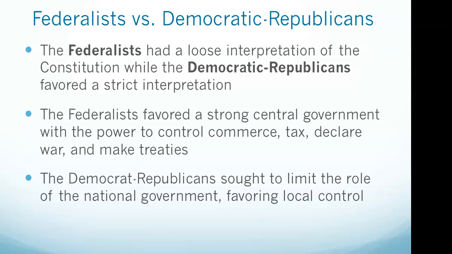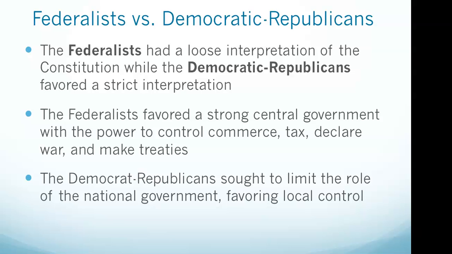Okay, Federalists versus Democrat Republicans. The Federalists had a loose interpretation of the Constitution, while Democrat Republicans favored a strict interpretation. This meant that the Federalists thought that if the Constitution did not rule out something, then it was okay, while the Democrat Republicans thought that if it was not in the Constitution, then it was not permitted by law. The Federalists favored a strong central government with the power to control commerce, tax, declare war, and make treaties. The Democrat Republicans sought to limit the role of the national government, favoring local control.